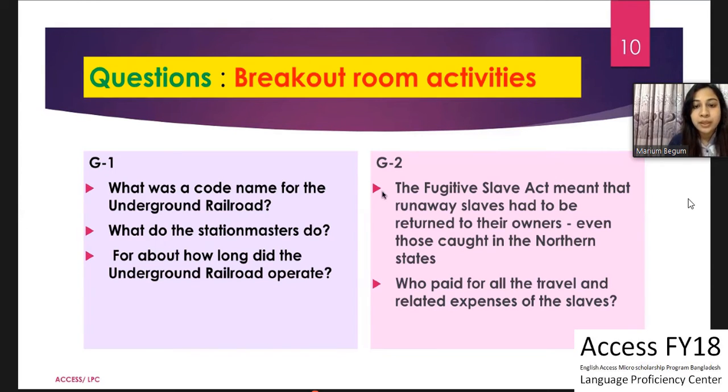And group 2 will be solving their question answers. So teachers will be there. They will be showing you which question you have to solve according to the group.